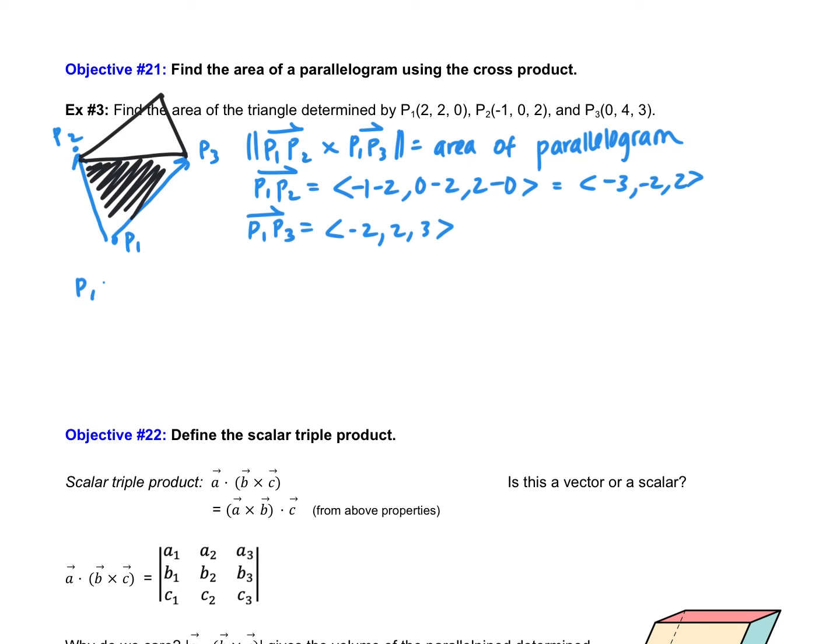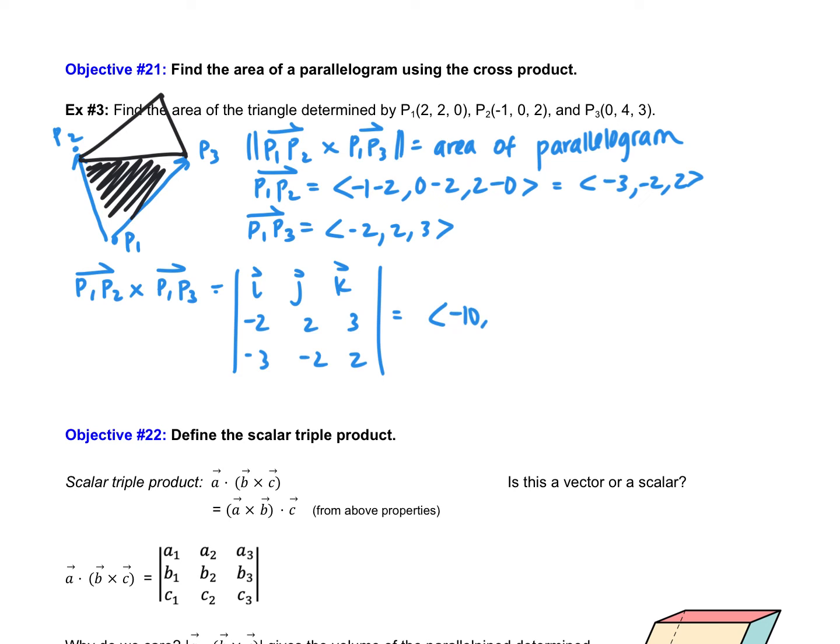So then I want to cross these. This will give me my ijk, -2, 2, 3, -3, -2, 2. For time's sake, I'm just going to tell you what that vector ends up being. It's -10, 5, -10.